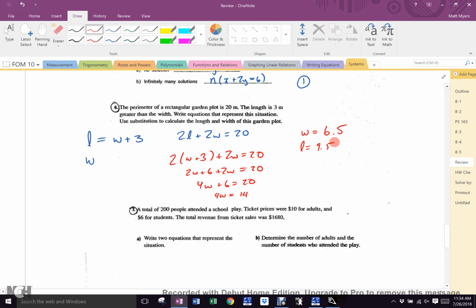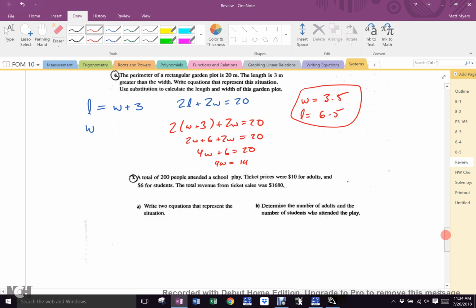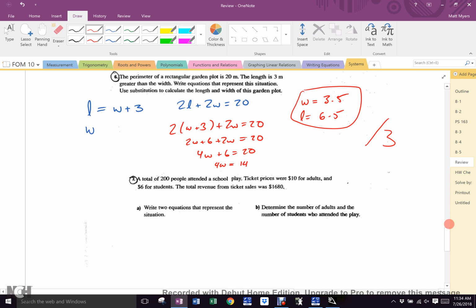Now, is that right? Is it? 2 W's is 13. 2 L's. Huh? Oh no, something's gone wrong. What's L? W is 3.5 and L is 6.5. Now it works. For 3 marks.